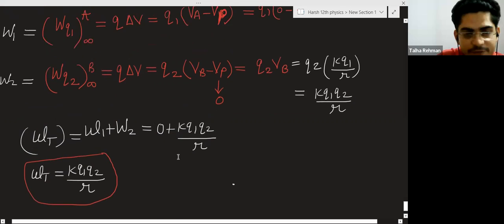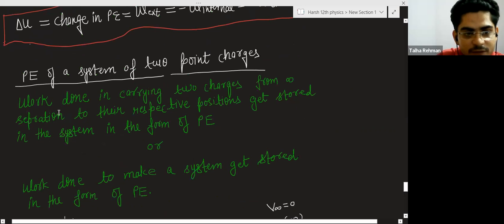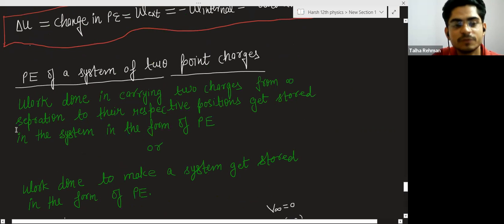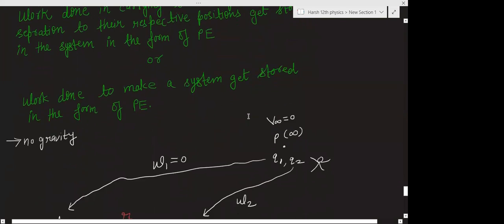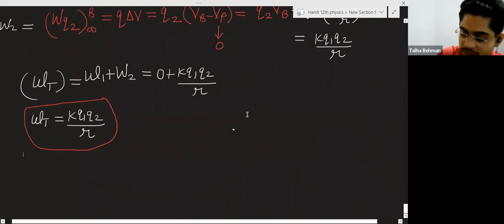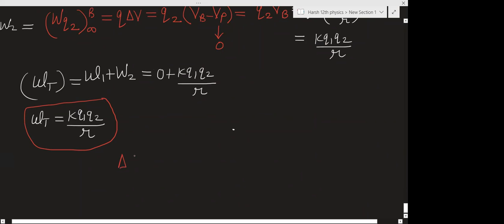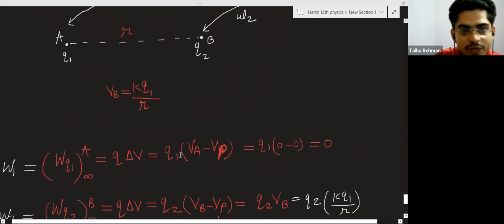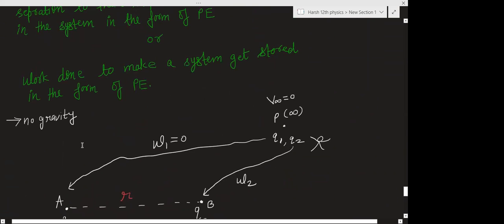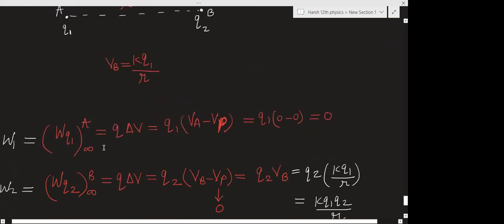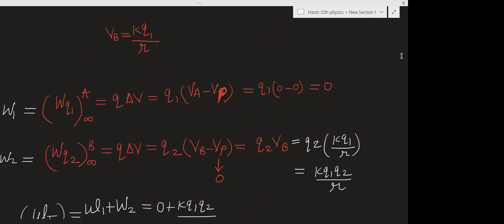Sir, in the definition, what we have written: work done in carrying two charges from infinite separation to their respective positions gets stored in the system. So this work done will get stored in the form of potential energy. Okay, sir. Can I write this? Of course. From where do you want to write? From here, sir.